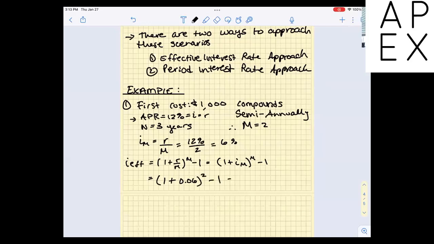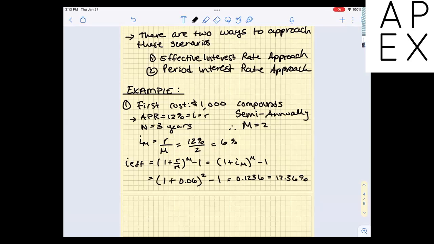So what do I get for my effective interest rate? 12.36%. Very good. So you would get 0.1236 or 12.36%. On the big sign by the car, it says APR is only 12%. Woohoo! But in reality, because it compounds twice a year, you're not just paying 12%, you're really paying 12.36%. So it's this hidden amount that you never knew about.